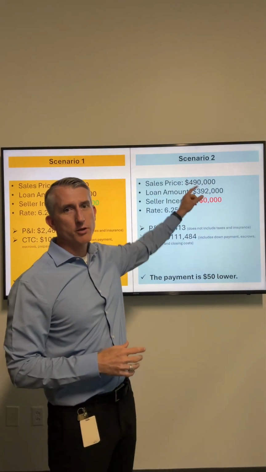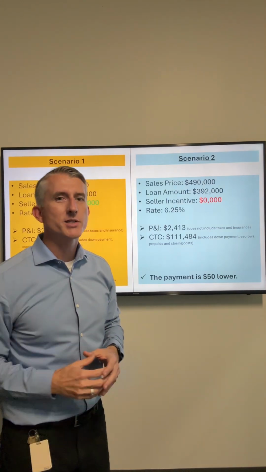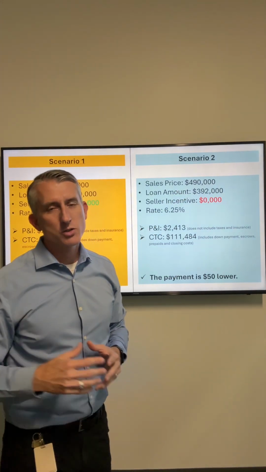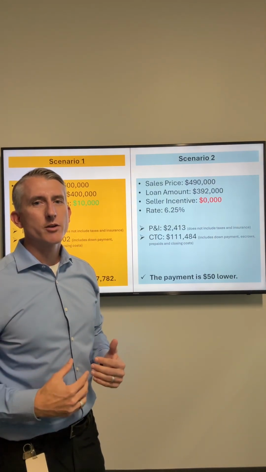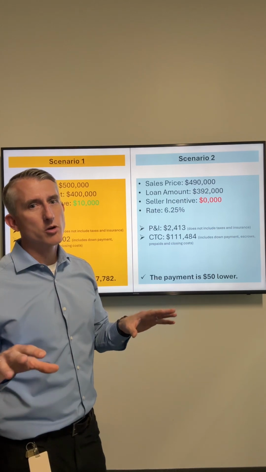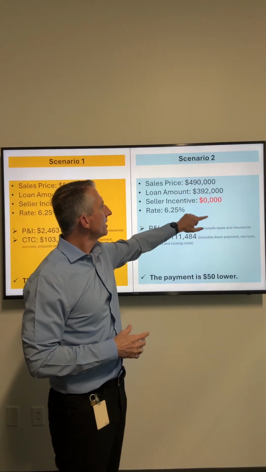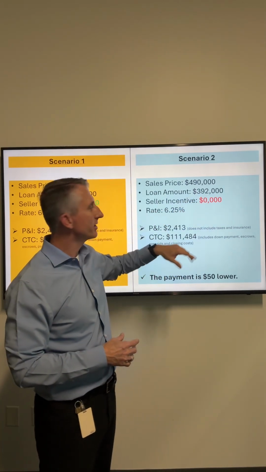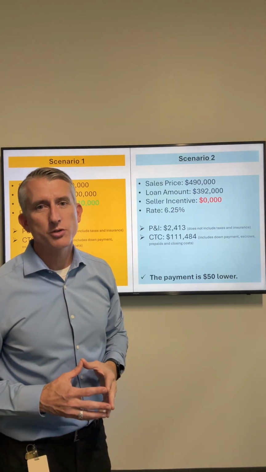Over here in scenario two, you say, you know what? Let me take that $10,000 and lower my sales price. So $490,000, and your loan amount is $392,000. That's 80%, so you put 20% down. With your lower loan amount, you think, okay, I'm going to have a lower payment, right? So $392,000, you have zero incentive because you took it off of the sales price. At 6.25%, your rate's the same. $2,413. That's your principal and interest payment.